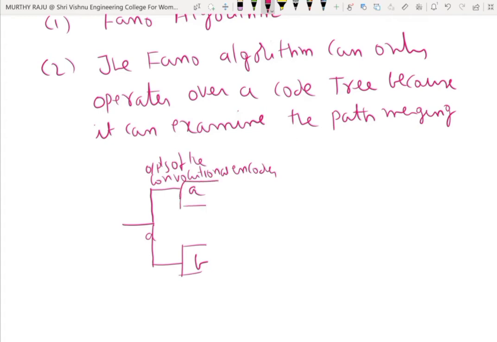The Fano algorithm can only operate over a code tree because it cannot examine the path matching. Here the path matching is not visible in the code tree. The extension of that code tree is from left to right. The state transitions take place in the code tree.